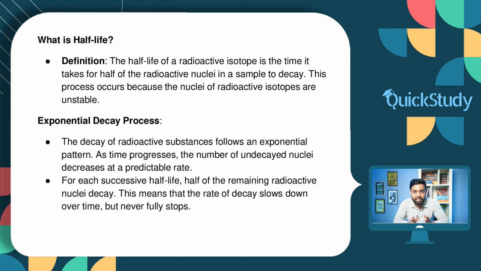The exponential decay process is the decay of radioactive substances following an exponential pattern. As time progresses, the number of undecayed nuclei decreases at a predictable rate. For each substance, the half-life is the time for half the remaining radioactive nuclei to decay. This means that the rate of decay slows down over time but never actually stops. It will always keep decaying.